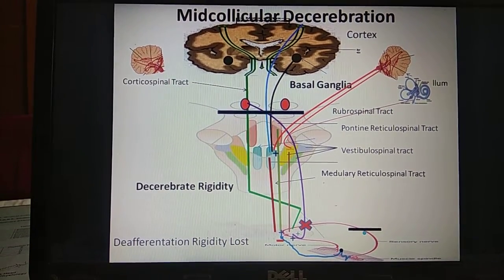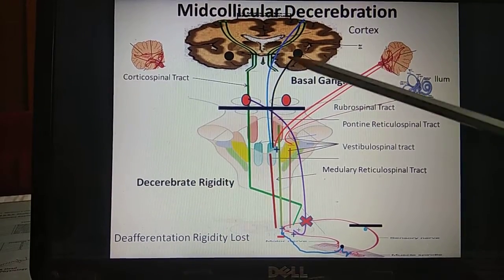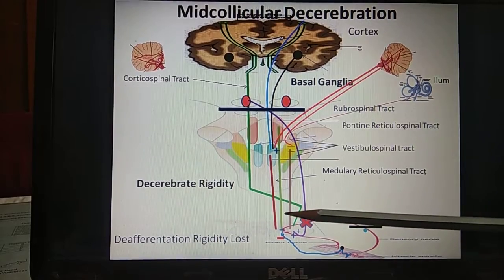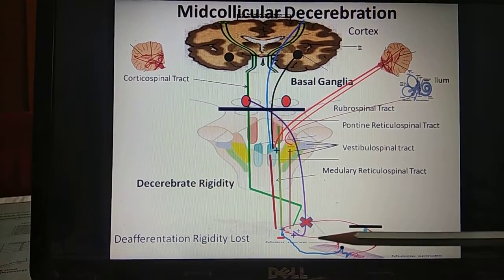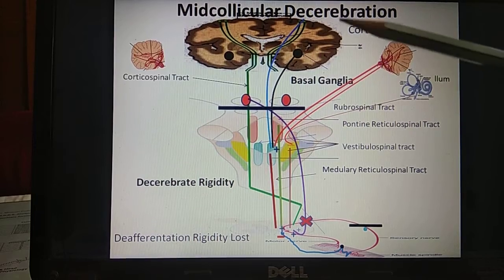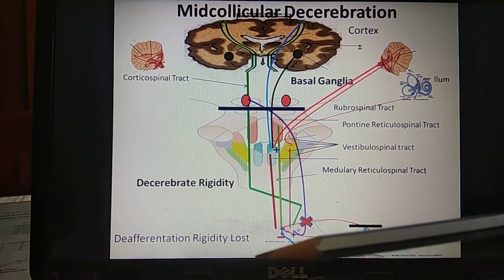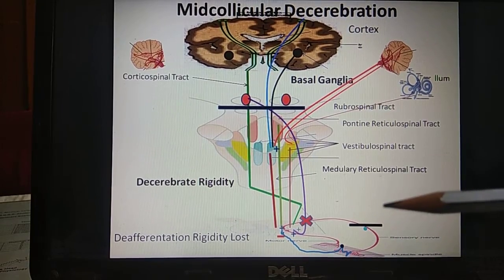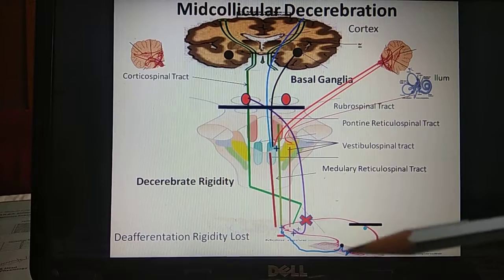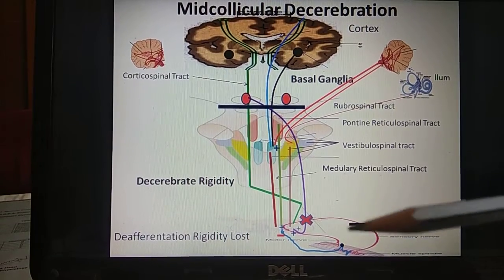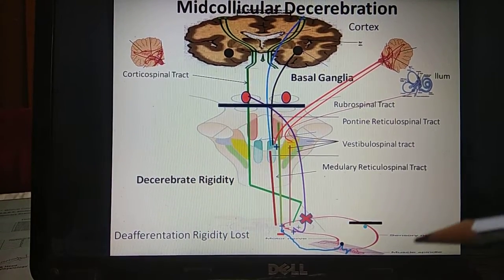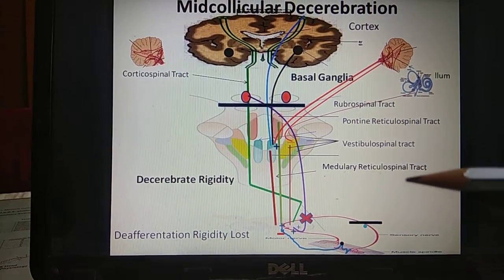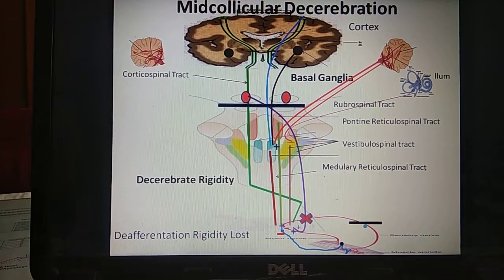Now from this experiment we can draw a conclusion that the medullary reticulospinal tract, or reticulospinal tract, is ending dominantly on the gamma motor neuron. Because when we removed the cerebrum there was rigidity, but when we removed the afferent nerve, rigidity is lost. That means it was utilizing the sensory pathway to excite the muscle. So that's why after deafferentation the rigidity is lost. So that means reticulospinal tracts are dominantly ending on the gamma motor neuron.